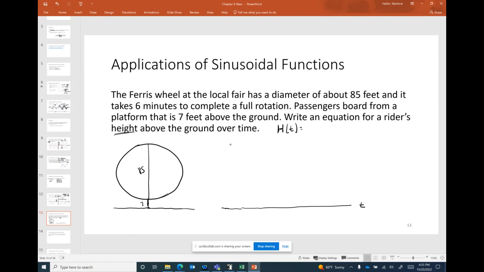And then there's no negative time, so I'll put my vertical over here. And there's no negative height either, so I don't really care about the negatives. And that's going to be height, or h of t, on the vertical. All right, that's my h of t function.